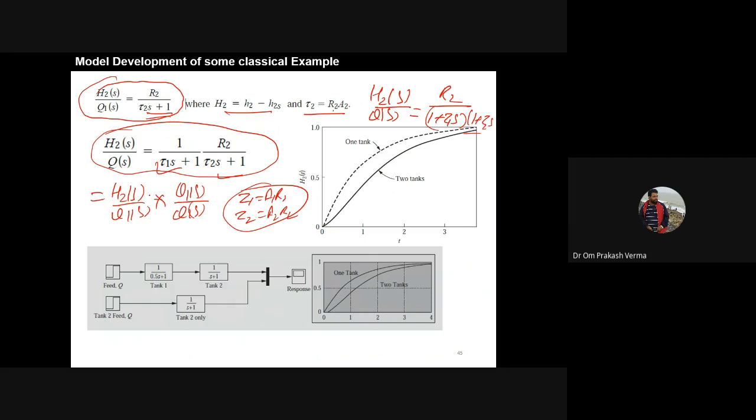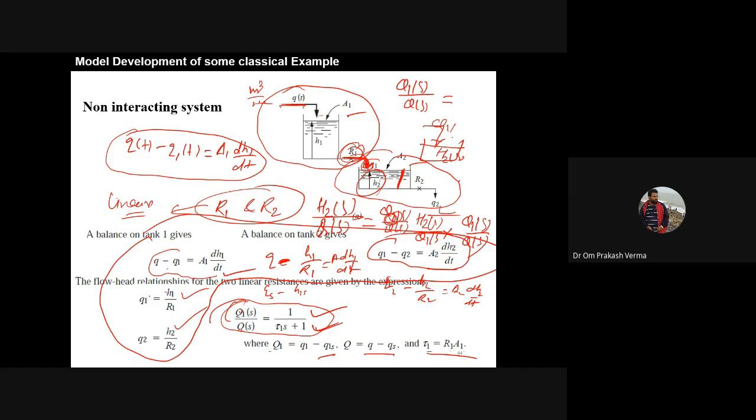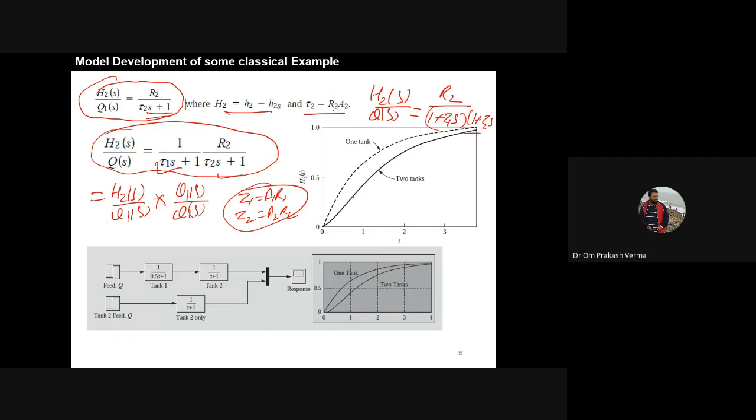Now come to the next part, which is very important: the response of the system. In the picture you can see the one tank simulated. What is the dynamic of the first tank? Simply H1S upon QS. This is H1S and this is QS. When you simulate this, you can see the response of the first tank system, the single tank system.